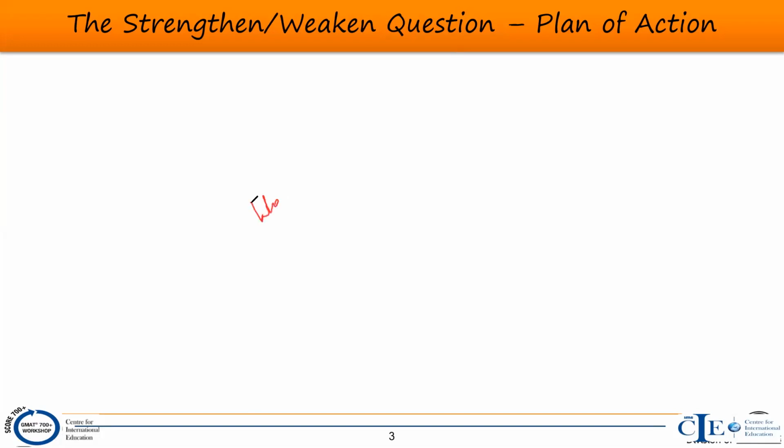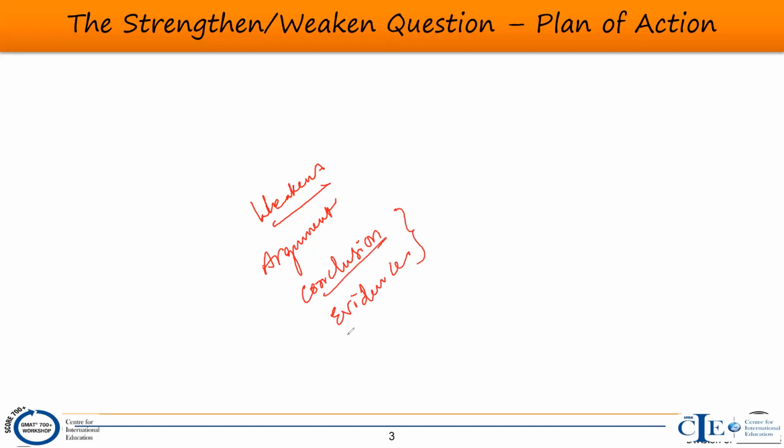So for weaken questions, what do we do? For any question, we read the argument and find out the conclusion and the evidence on which that conclusion is based. This is the very first thing you must do. Conclusion and evidence you must identify.